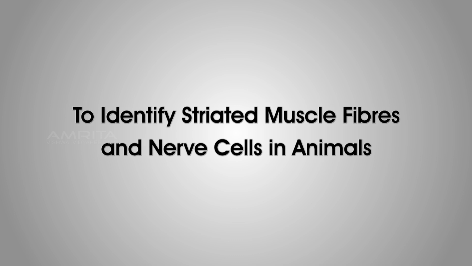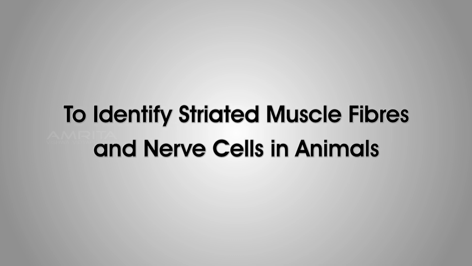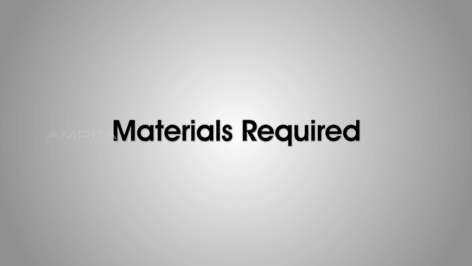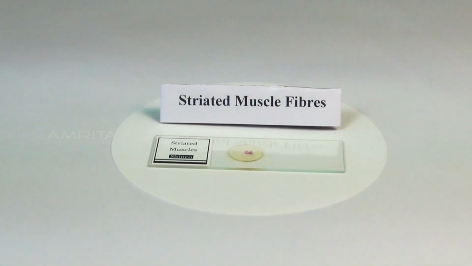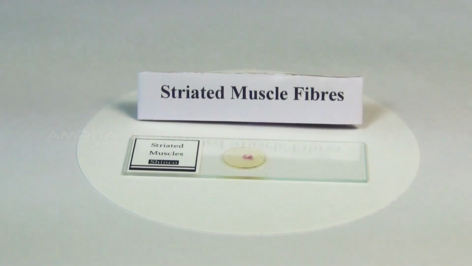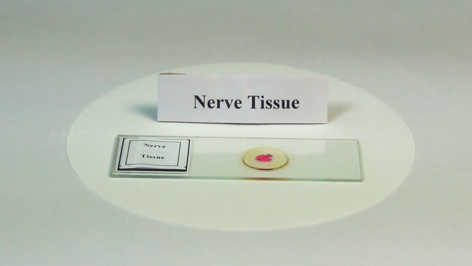To identify striated muscle fibers and nerve cells in animals. Materials required. We will require permanent slides of striated muscle fibers, nerve cells, and a compound microscope.